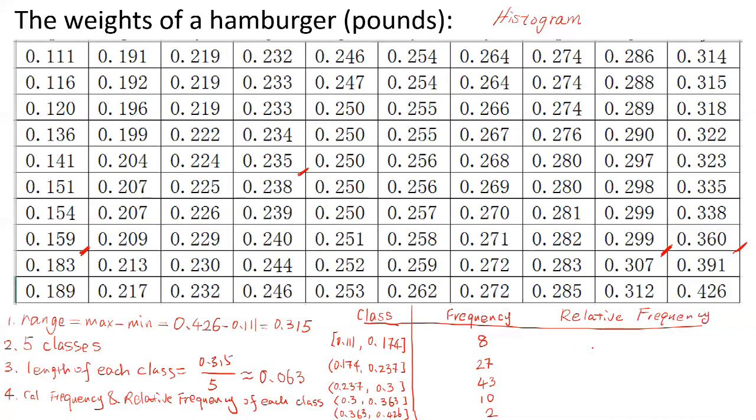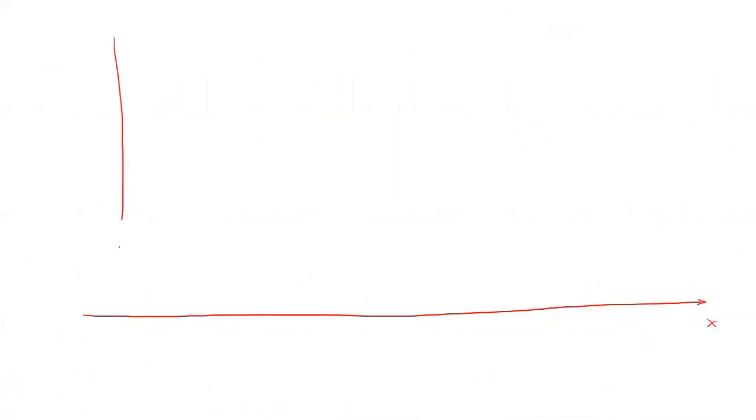Which is 0.08, 0.27, 0.43, 0.10, 0.02, right? Now we have the classes and the relative frequency for each class, and then we use these two rows to draw the histogram. In the histogram, the x-axis is your random variable, and the y-axis is relative frequency.